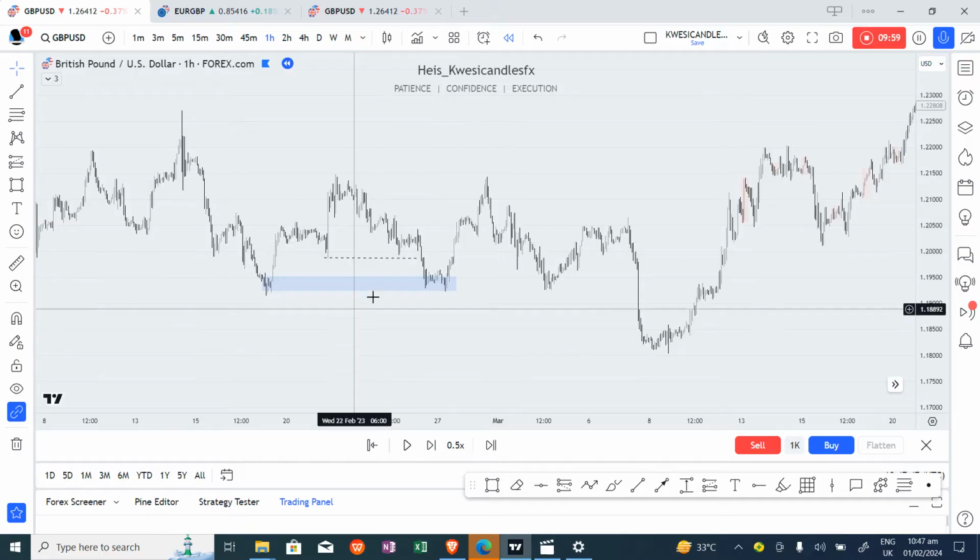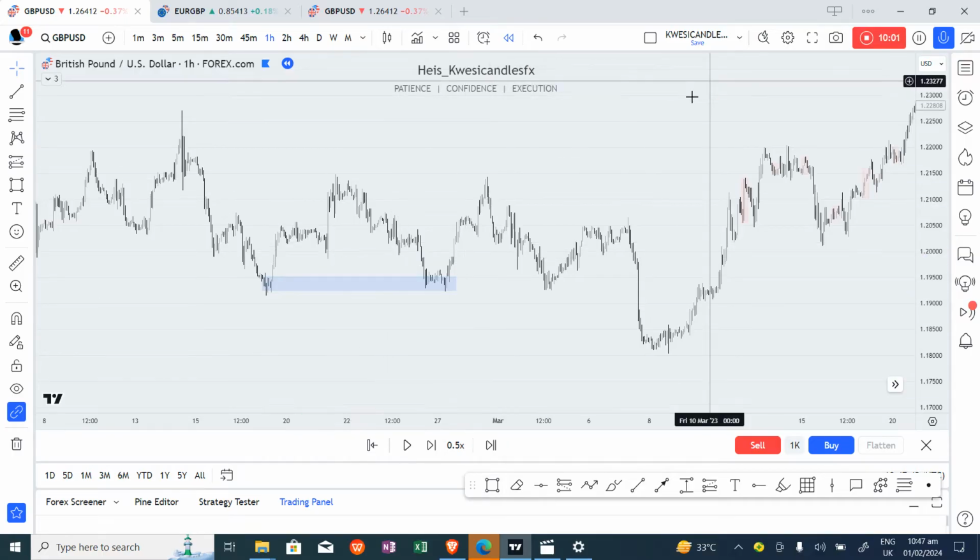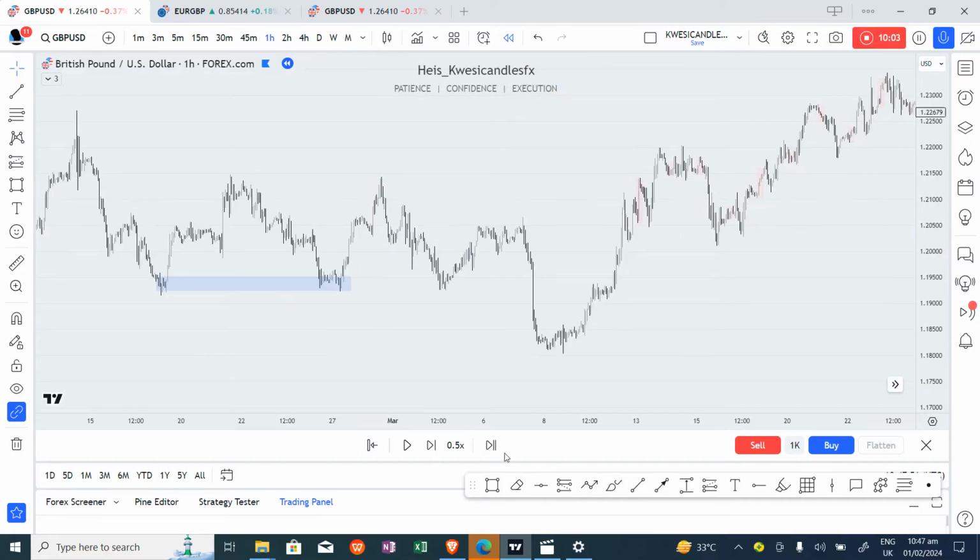You get it? So that is it. Don't play with this thing. I've backtested this several times and I know it works. Okay, and within this leg two, you can see we had this A, B, C structure.